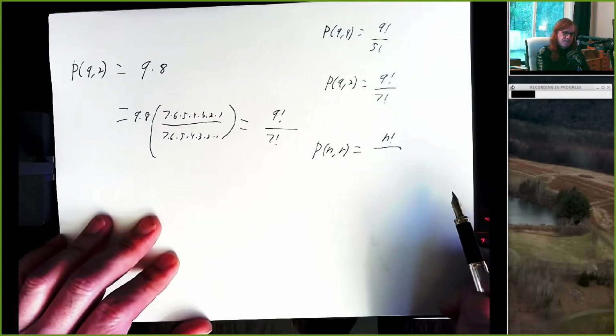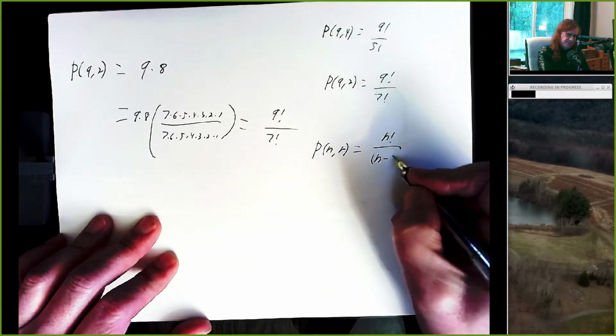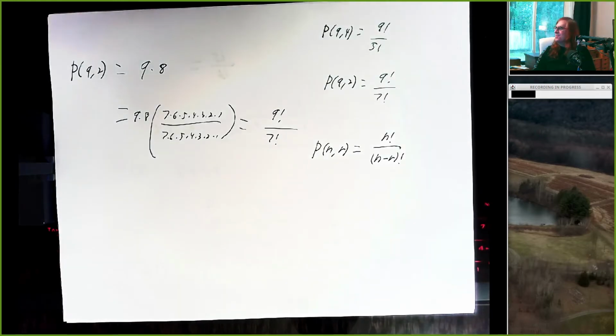I was going to say n minus r. Ding, ding, ding, ding, ding. There you go. That turns out to be the right formula. N factorial over n minus r factorial.